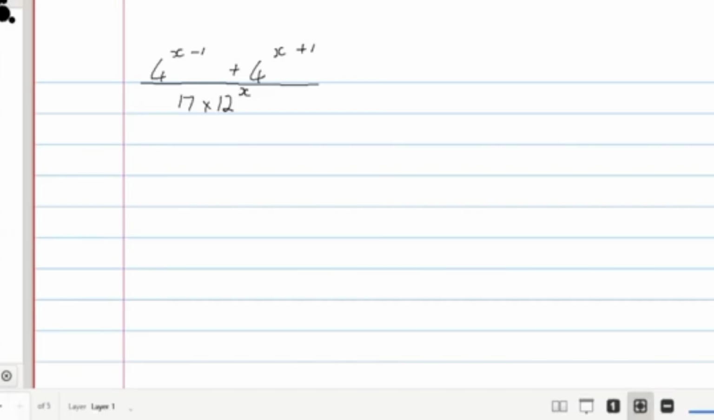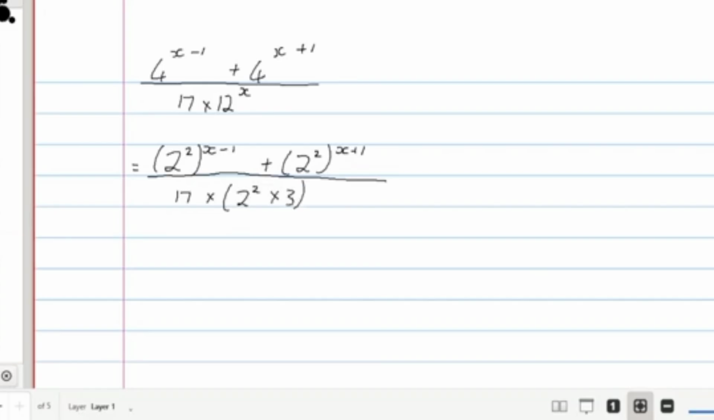So the first step, we try to simplify and make our prime numbers, so we know how to press them on a calculator. 4 is 2 to the power 2. 4 again is 2 to the power 2. And then over 17. So 17 multiplied by 12, where 12 is the same as 4 times 3. So 4 again is 2 to the power 2, times 3 to the power x.